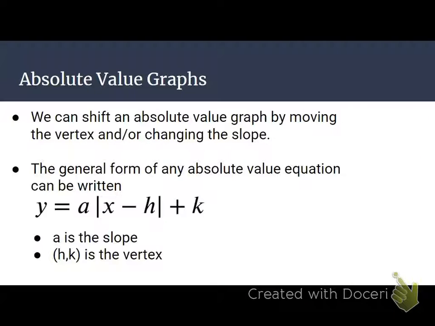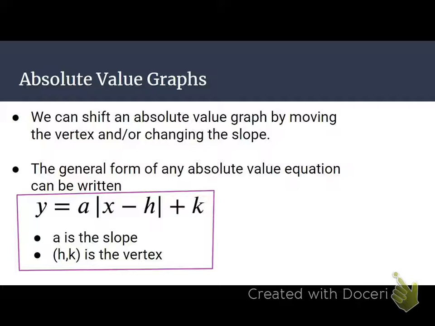Then let's talk about how we can change them. We shift them by moving the vertex and or changing the slope. So what you need to know is this general formula here. And what A, H, and K represent. So A, or the number in front of the absolute value bars, is going to be your slope.